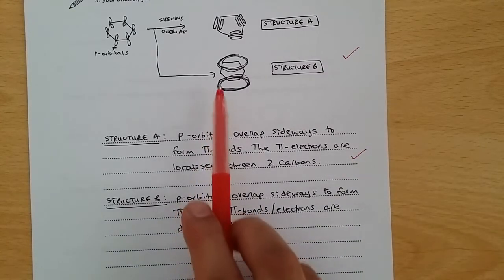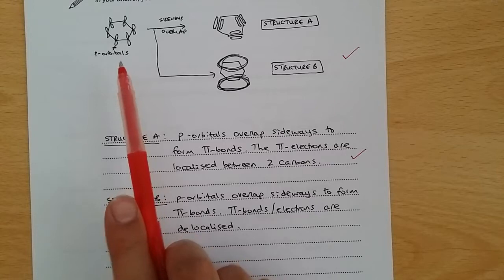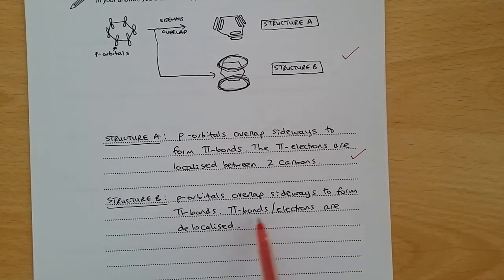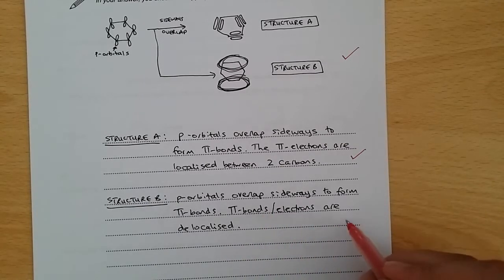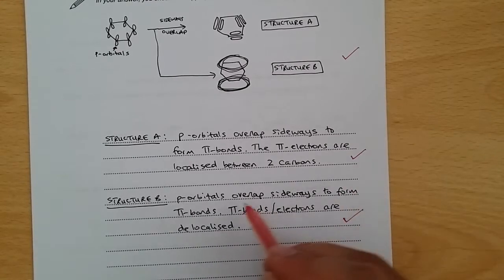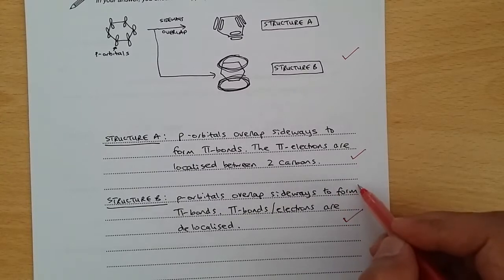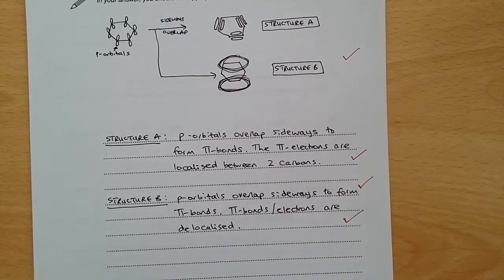Right, structure B, once again the p orbitals overlap sideways to form pi bonds. However, this time the pi electrons are delocalized. Well, it was one extra mark for saying p orbitals overlap sideways, which you've got 3 times here. And the word delocalized had to be spelled correctly.